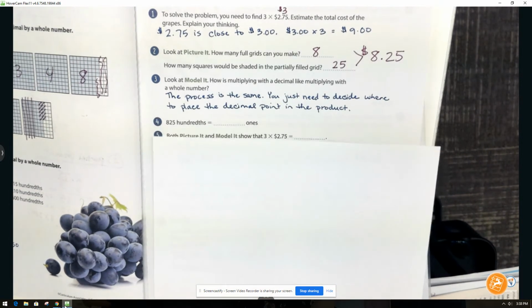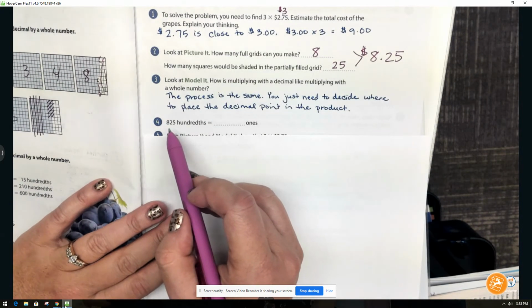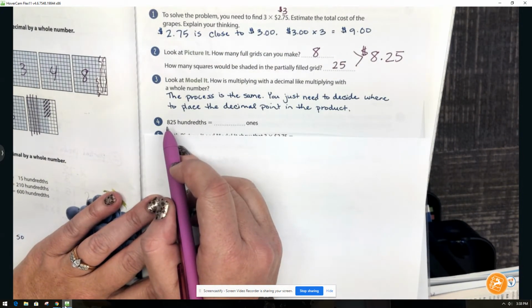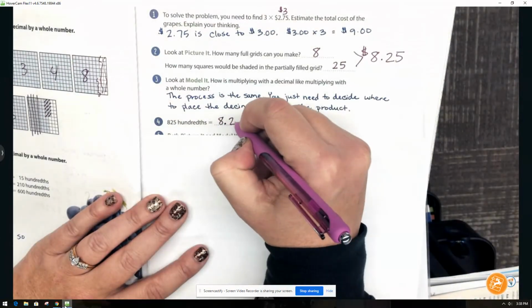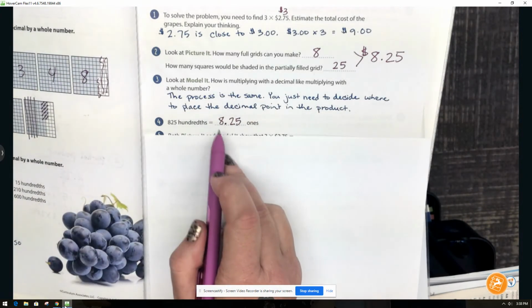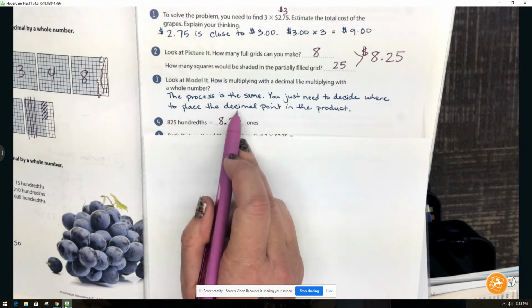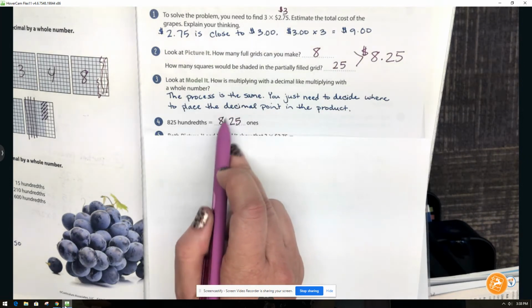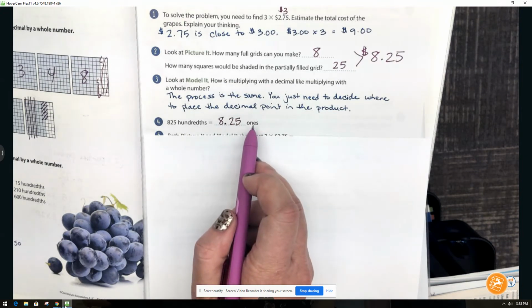So if we have 8 and 825 hundredths, how many ones is that? Well, that's telling us that we have 8 ones and 25 hundredths. So we have 8 whole numbers and then 25 hundredths of another whole. This is the part. We just got done with fractions, and if you were thinking about fractions, this would be the whole number, and then this would be the fractional part. So we have 8 and 25/100 ones.